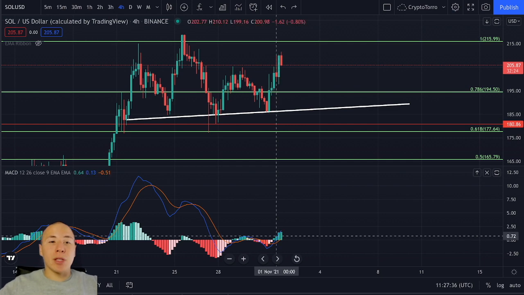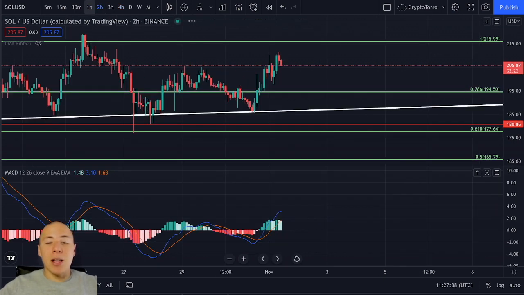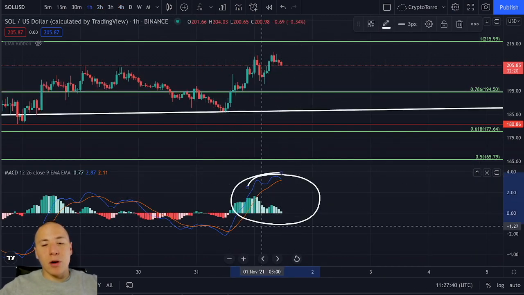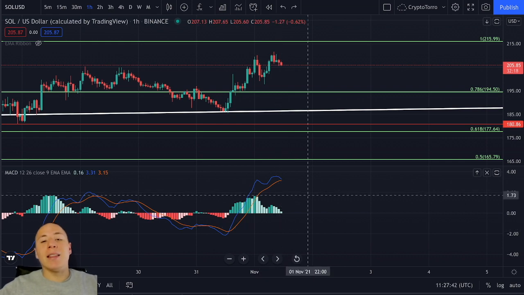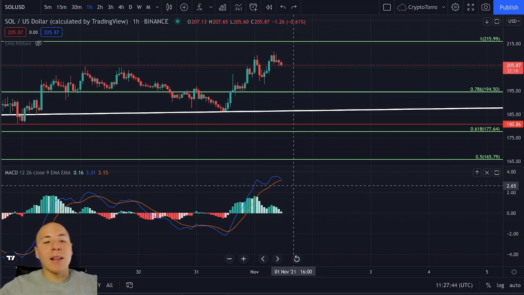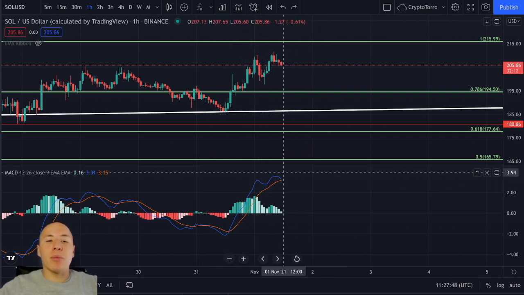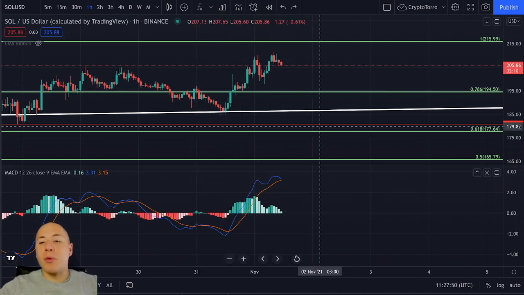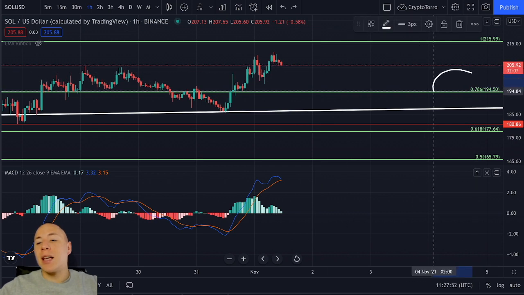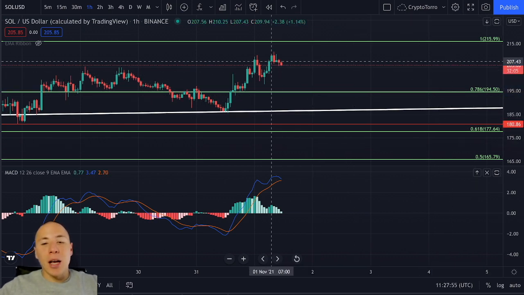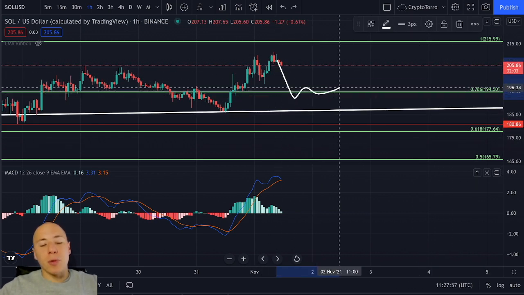But if we head towards a 1-hourly time frame, we can clearly see over here that we are heading towards a crossover. If we continue seeing a decline in the price action of Solana, therefore I would like to say we have to be careful right now, and we could perhaps see Solana head towards a retest of the 0.786 at $194 before being able to head further towards the upside.